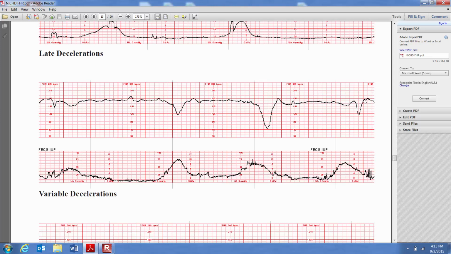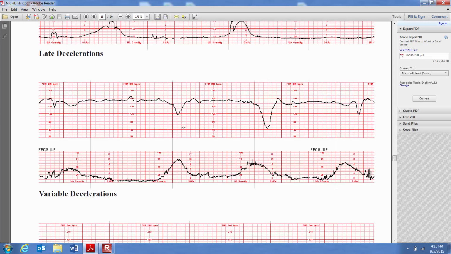Same. Okay. Let's count from the time it leaves the baseline, let's say right about here. So 10, 20, 30. A variable decel is less than 30 seconds from the baseline to the nadir. This one barely meets that definition, but it does look abrupt.